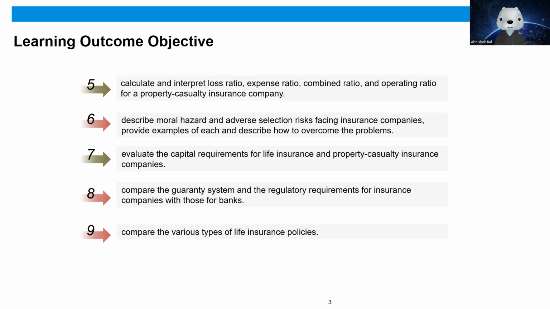Describe the problem of moral hazard and the problem of adverse selection that the insurance companies face and how these problems could be overcome. Just like the banking system, we are also going to discuss the capital requirement for the life insurance companies and the non-life insurance companies. And last, the guarantee system that exists in certain economies, mostly the developed ones, which are in line with the regulation. The regulations are pretty similar to that of the banking regulation. And we are going to talk about the guarantee system, which is equivalent to FDIC in the banking system.